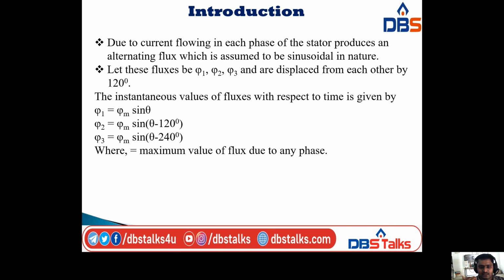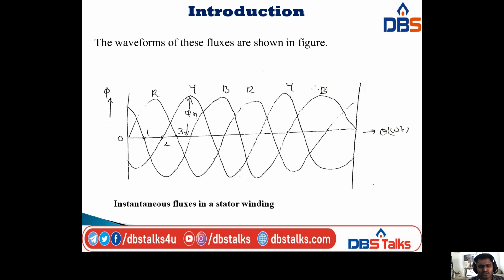I already said that the fluxes are displaced from each other by 120 degrees. That's why phi2 is equal to phi m sine of theta minus 120, and phi3 is equal to phi m sine of theta minus 240, that is 240 degrees. Like that, we take the instantaneous values of fluxes with respect to time. The waveforms of these fluxes are shown in the figure.